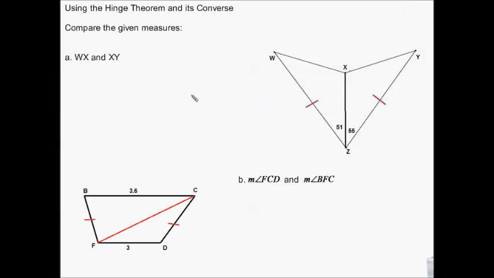Here we're going to actually do this. We're going to compare WX and XY. Okay? So WX is this line here, and XY is this line here. What we're going to decide is which one's bigger. 51 is across from WX. 55 is across from XY. So which one's greater, XY or WX? XY. So WX is going to be less than XY.